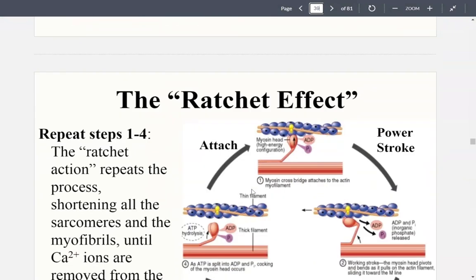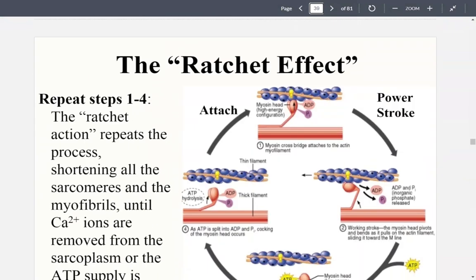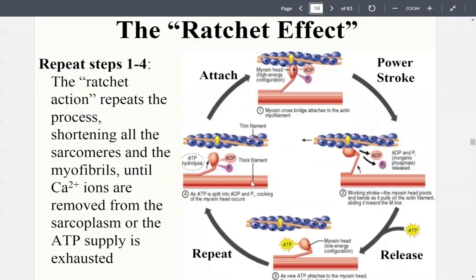The action potential has been generated, it has traveled down that T-tubule, and it has triggered the release of calcium into the sarcoplasm. This calcium in turn is going to bind to the troponin, which is on the tropomyosin. When calcium binds to troponin, it's going to move the tropomyosin away from those myosin binding sites, because remember, up till this point, those have been hidden. When those myosin binding sites are exposed, myosin is going to attach.